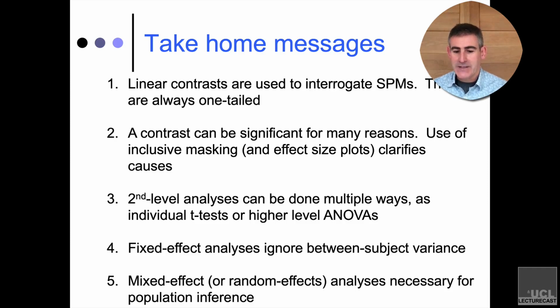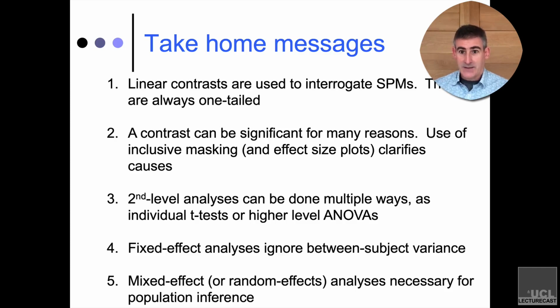But the take-home messages from today are that we're going to use linear contrasts to interrogate our SPMs. And by definition, we will always use one-tailed versions of these. So if you're interested in where A is greater than B, that's great. That's a one-tailed question. But if you also want to know where B is greater than A, then you need a second linear contrast to do that, because we're only going to use one tail.